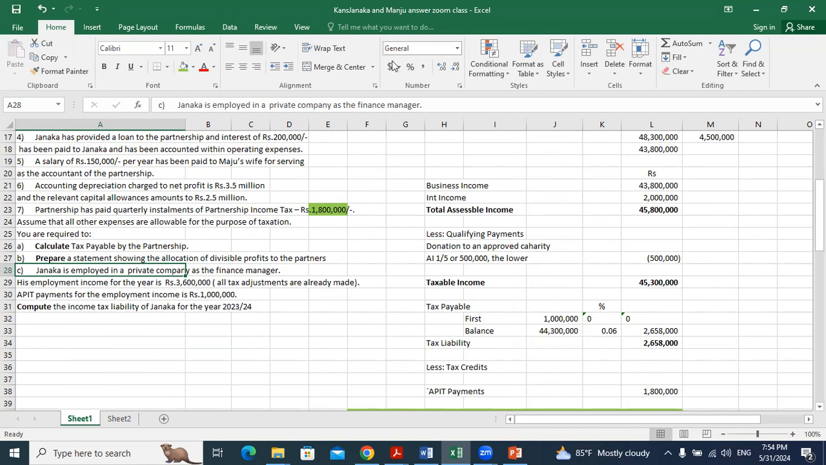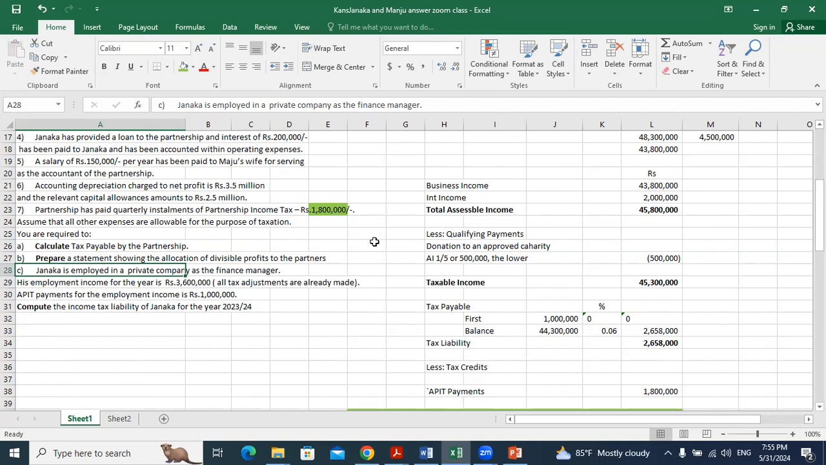Anything to ask? We are about to finish the session also. There is one more thing that won't take much time. Part C. Any feedback? Is it clear up to now? Those who are there in the session? Yes, sir, it is clear.